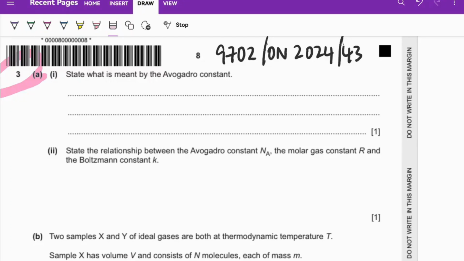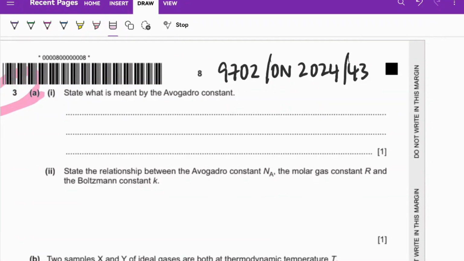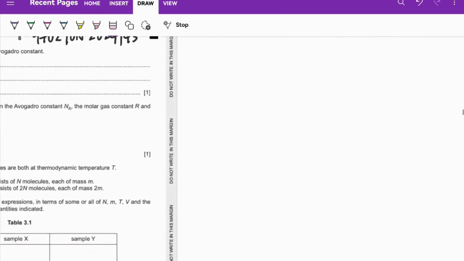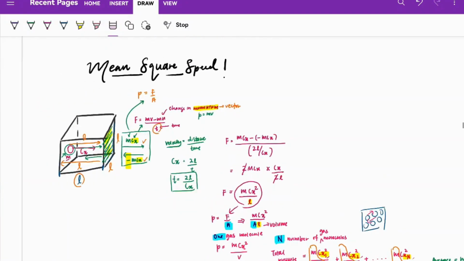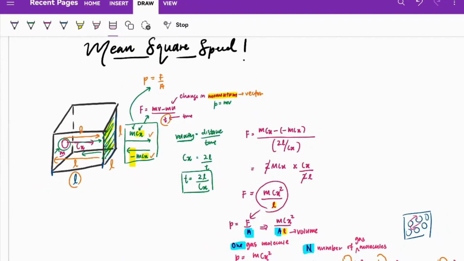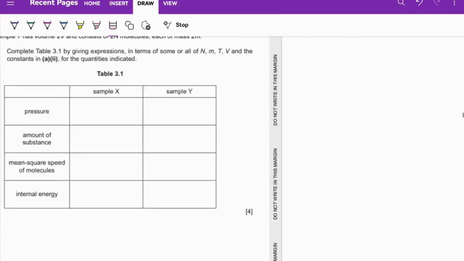Hello everyone! So today we're actually going to start solving some questions on thermodynamics. After the two previous videos, we have learned how to derive the ideal gas equation as well as the mean square speed equation. If you haven't watched those videos, I suggest you watch them first so that you can have a better understanding when solving this question.